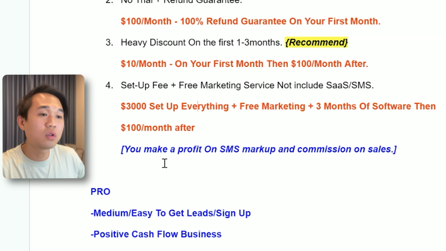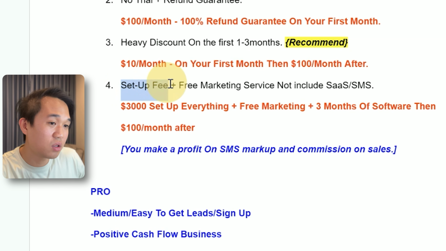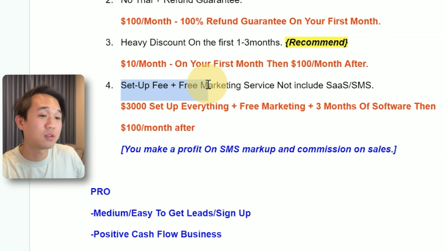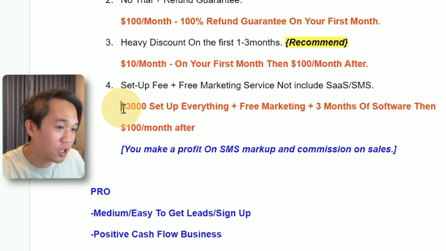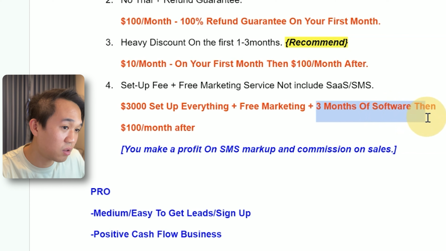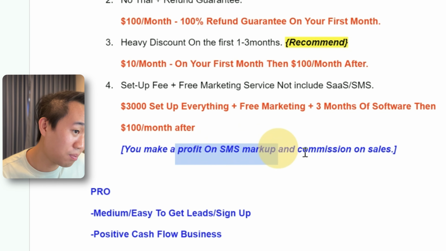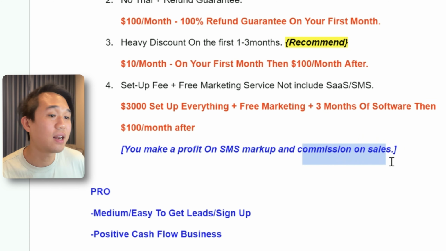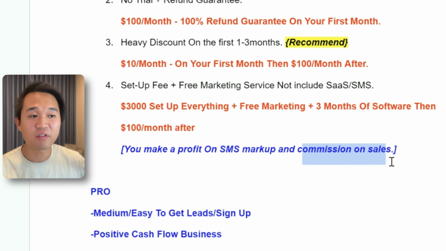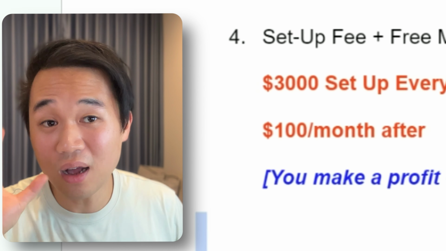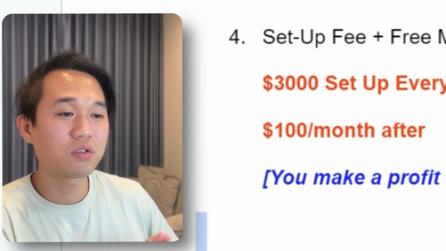So let's move on to the fourth option of this model, which is one of my favorites, and one of our students is getting a lot of success doing this. What that looks like is that you charge them a $3,000 setup fee plus a free marketing service and 3 months of your software subscription, then $100 per month after. So guys, you're going to make profit on the SMS markup, the commission on sales, and then the software subscription for month 4, month 5, and whatever after that. So number 4 is highly profitable and lasts you for the long term.